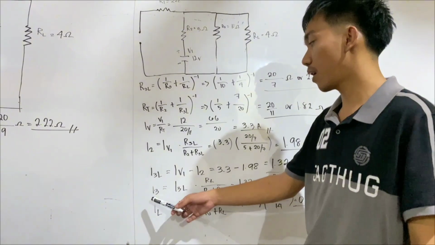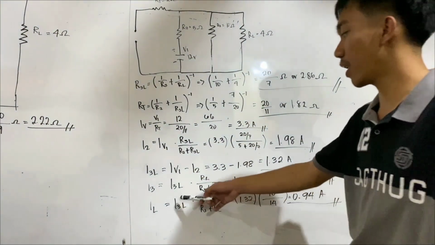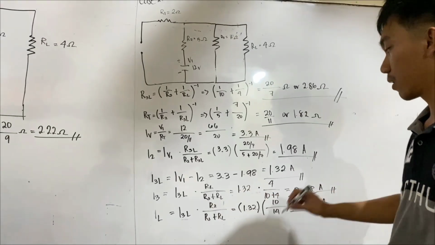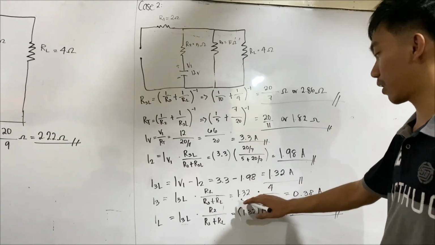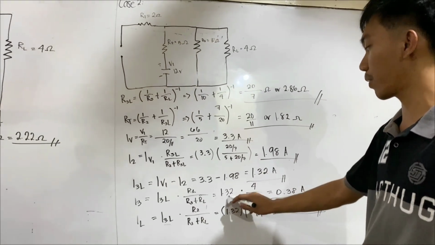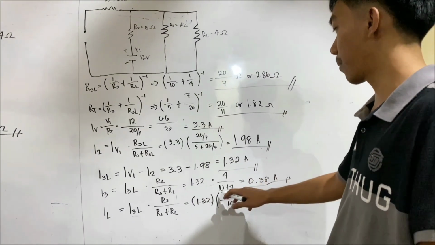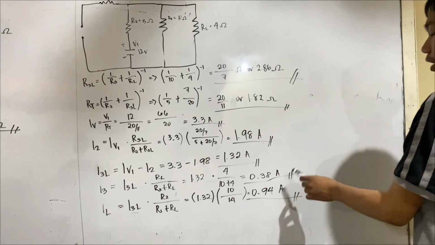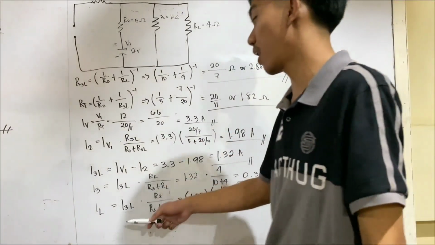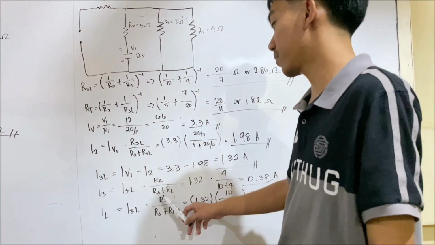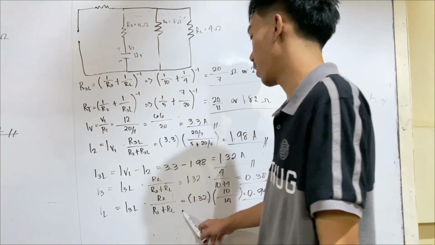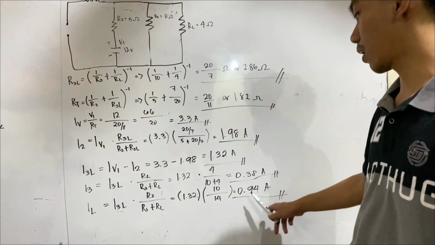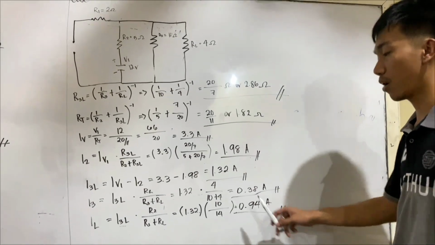Then for our I3, we will have this formula, I3L times RL over R3 plus RL. Then distribute the values, 1.32 times 4 over 10 plus 4. Then we will have 0.38 amps of I3. Then for our IL, I3L times R3 over R3 plus RL. Then substitute the values, 1.32 times 10 over 14, and we will have 0.94 amps of IL.